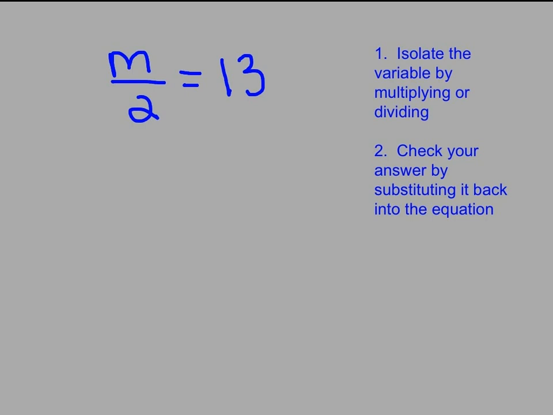So some number divided by 2 is equal to 13. Well, I know what m divided by 2 is, but now I want to know what 1m is. So in order to solve that, I'm going to multiply each side of my equation by 2. The reason I choose 2 to multiply by is because it's the denominator in m over 2, and I know that 2 times m divided by 2 is just equal to m. And then I have to multiply the other side by 2. 13 times 2 is 26, so I have my answer of m equals 26.